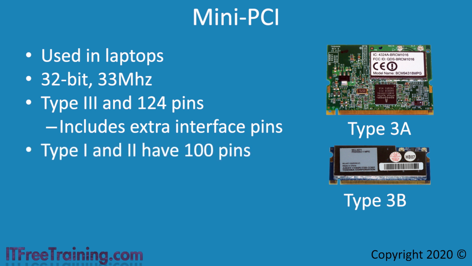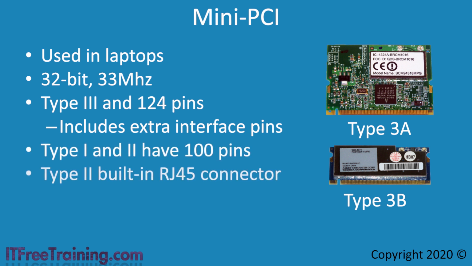Type 1 and Type 2 have 100 pins. Type 2 has a built-in RJ45 connector. This allows a network cable or a phone cable to be plugged directly into the card. In contrast, Type 1 and 3 require a cable to connect directly to the card. Since Type 2 has the RJ45 connector on the card itself, this means the card needs to be near the edges of the laptop so it can be accessible.